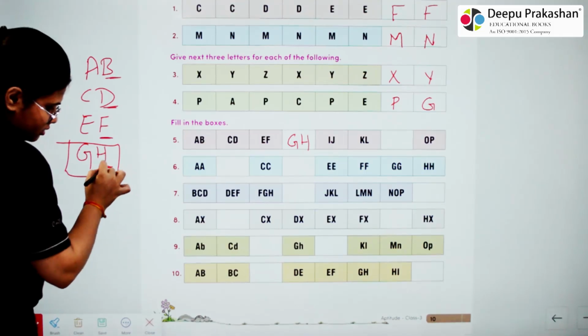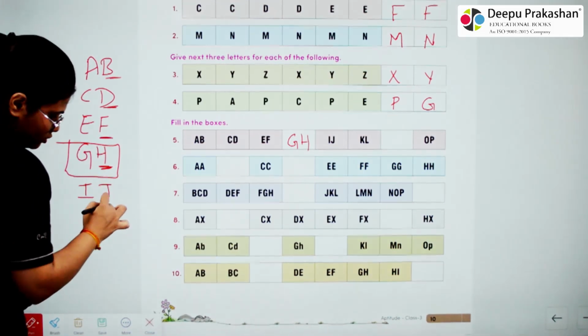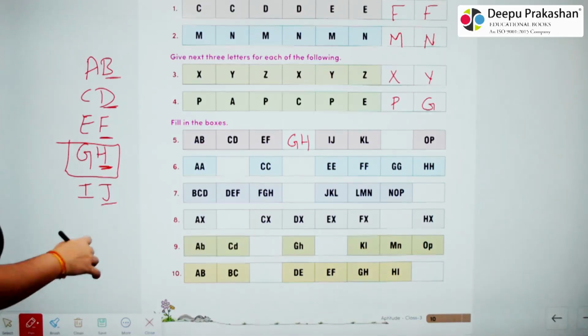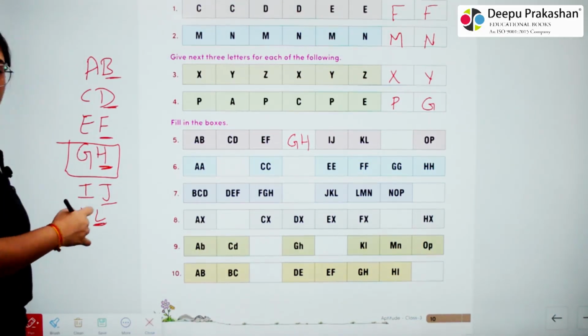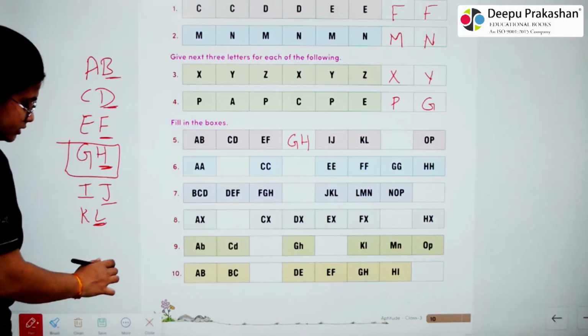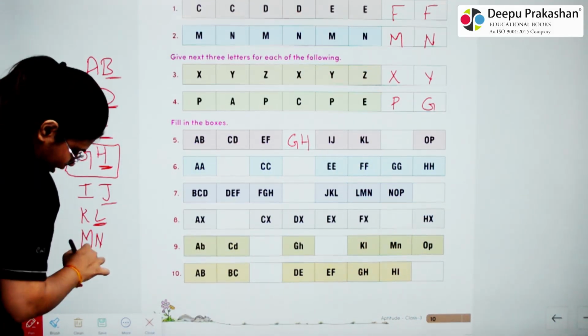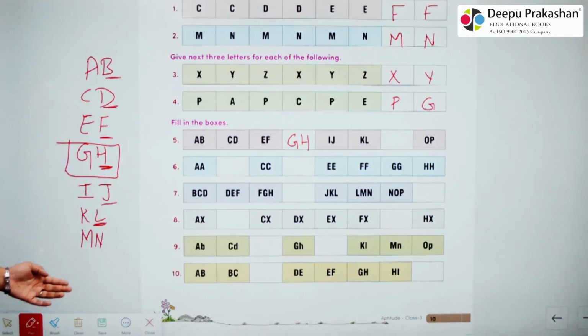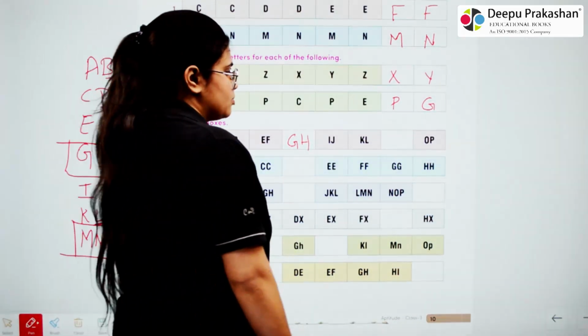After that, the letter that comes after H is I. So I and J is given to us. The letter that comes after J is KL, and KL is given to us. The letter that comes after L is M and N. So M and N is the answer for the second missing box.